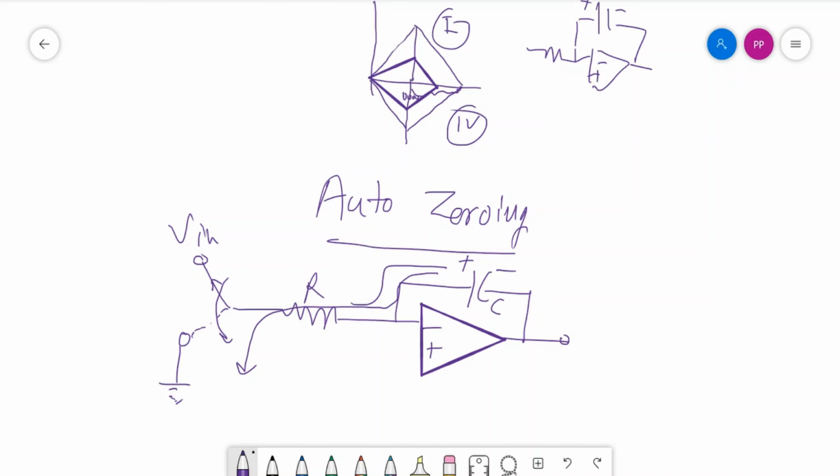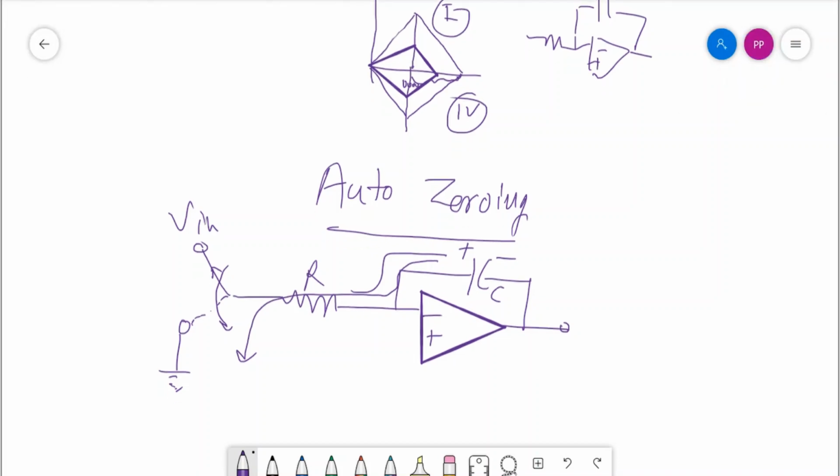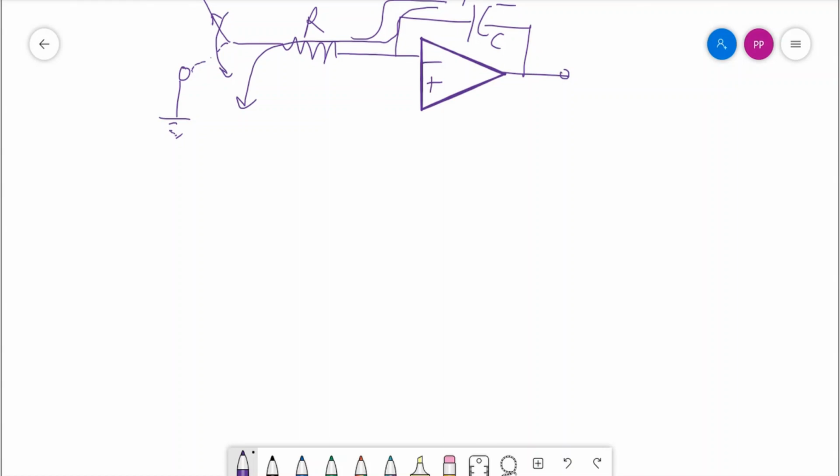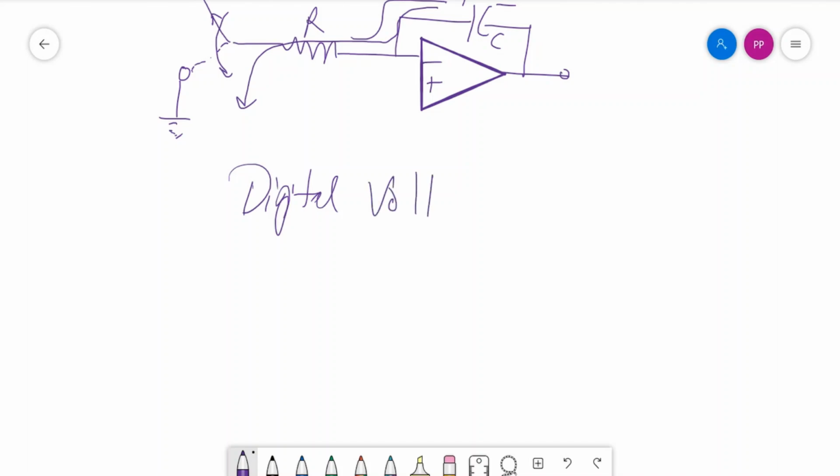Next, we study the digital voltmeter for AC voltage measurement.